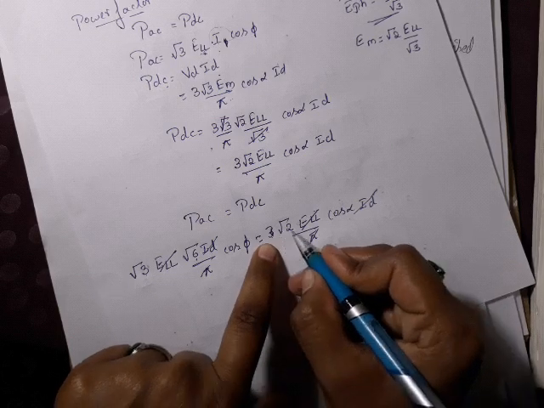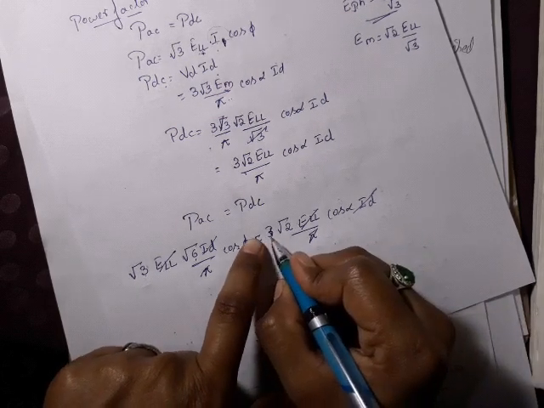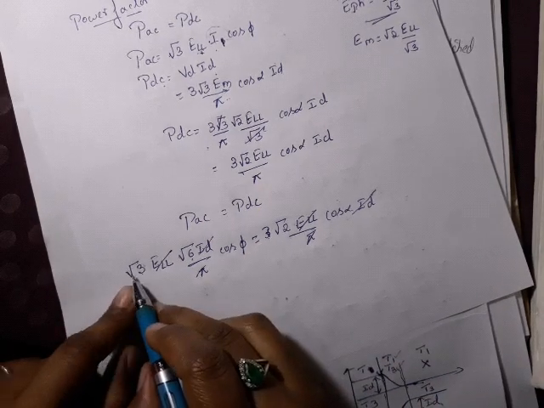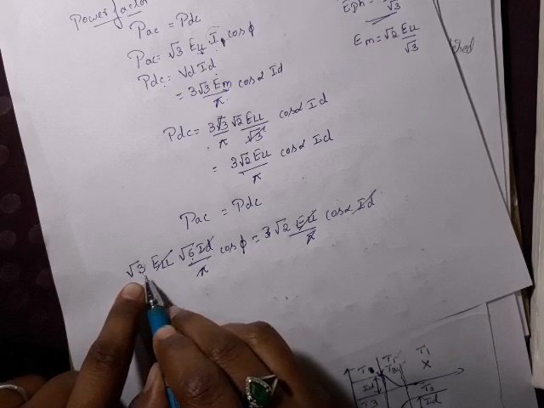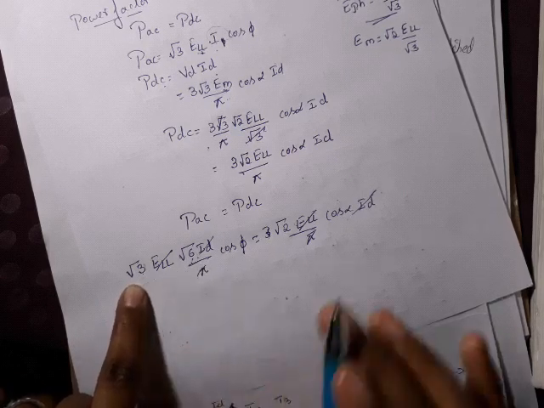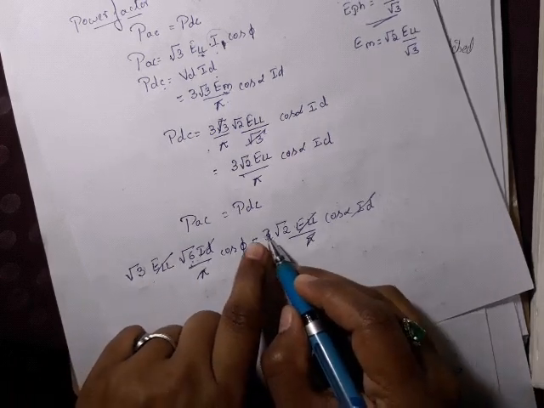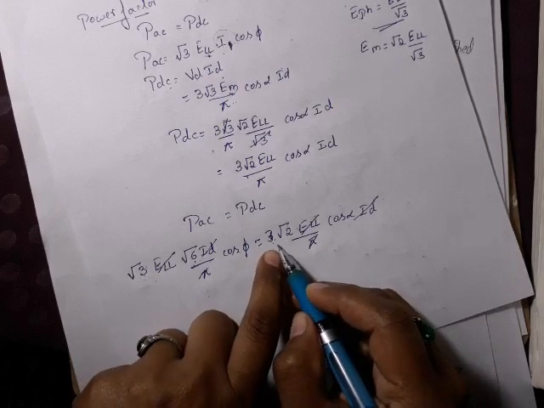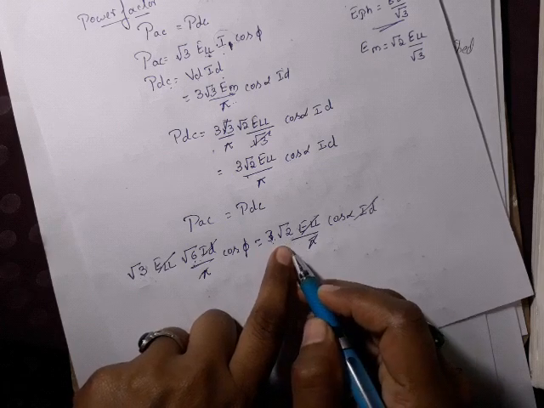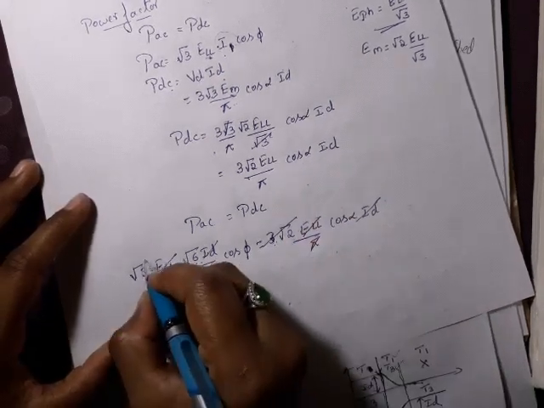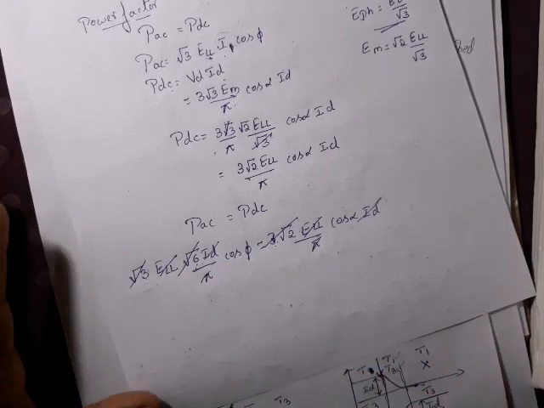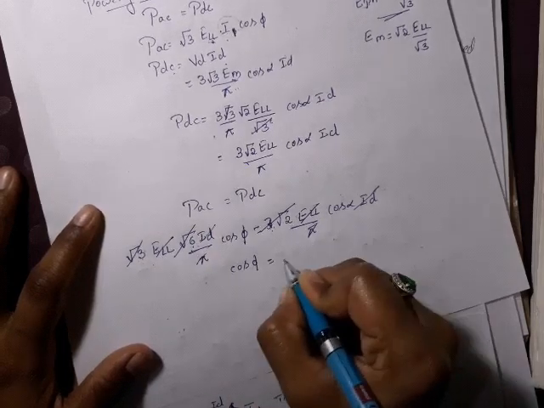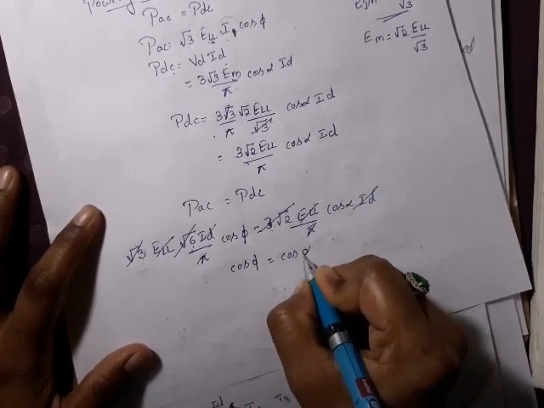3 root 2 we can write as root 18, because root 3 into root 6 is root of 6 3s are 18, root 18. So here we can split this 3 as root 3 into root 3, so root 3 into root 3 is root 9, 9 2s are 18, root 18. So we can cancel this with respect to this. So what is the remaining thing? We are left only with cos phi is equal to cos alpha, the entire equation.